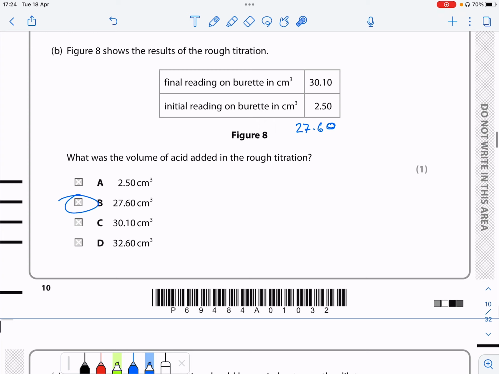How do we work out the volume added? Well, this is our final volume, and this is our initial volume. So work out the difference between these two, and that's the amount added, which is option B.